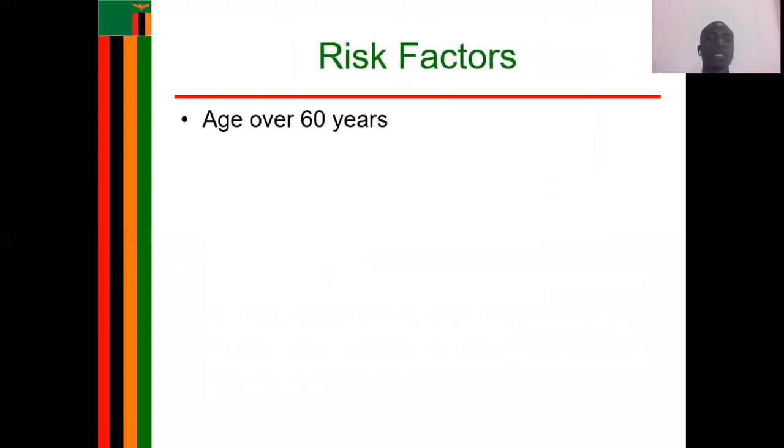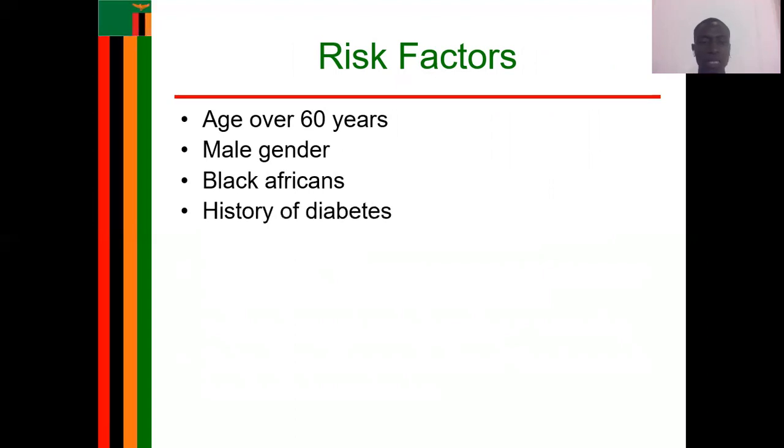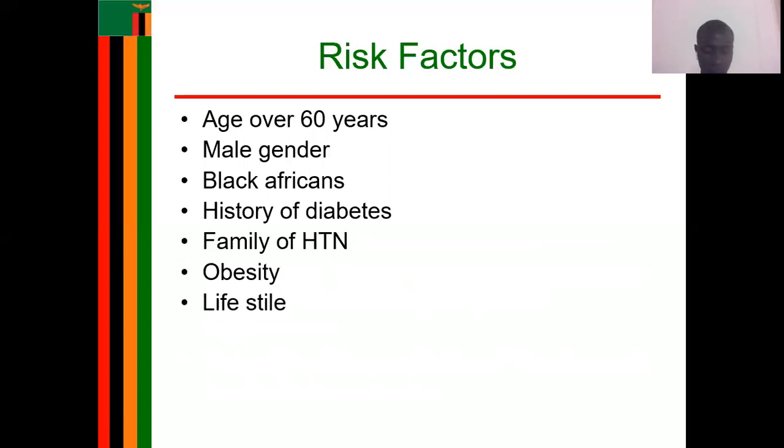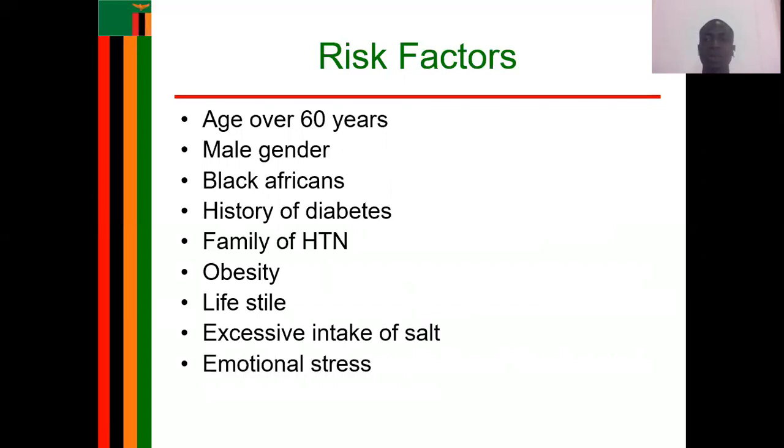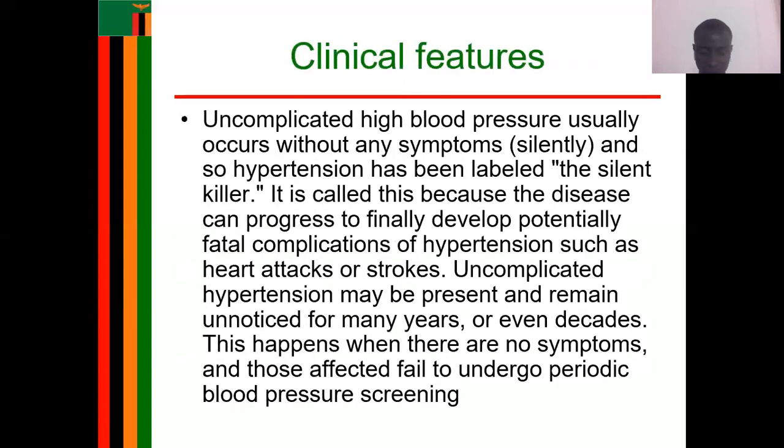Risk factors, or predisposing factors, of hypertension: age above 50, female gender, history of diabetes, and family history of hypertension. If someone in your family has hypertension, you are predisposed to it. Obesity is also a predisposing factor. Lifestyle, such as excessive intake of salt, and emotional stress are also predisposing factors.